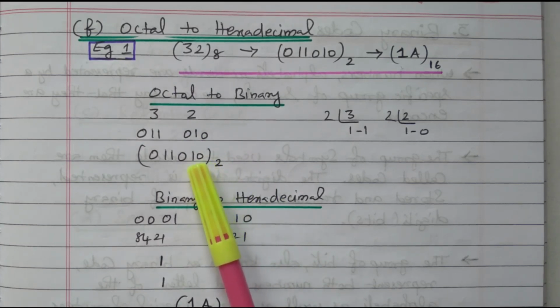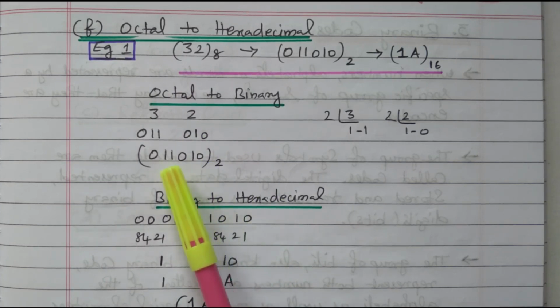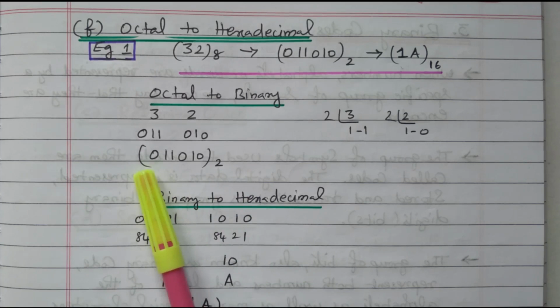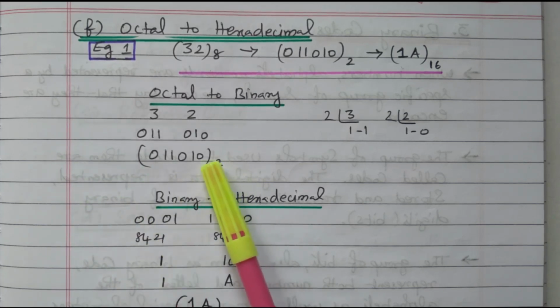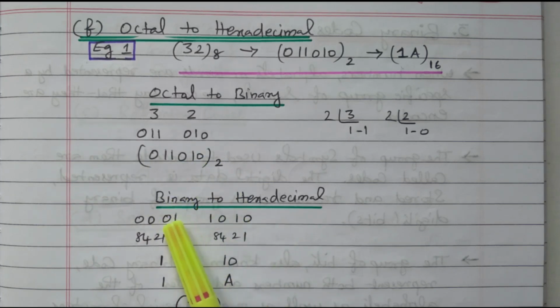So here 1 0 1 0 is the first 4 digits. Remaining only 0 1 1 is there. In order to make 4 digits, another 0 is added. So 0 0 1 1, 1 0 1 0. Right? We need to group starting from the LSB, not from the MSB, right? 1 0 1 0 is the first group, 0 0 1 1 is the second group, with the extra 0 added to make 4 digits, right?